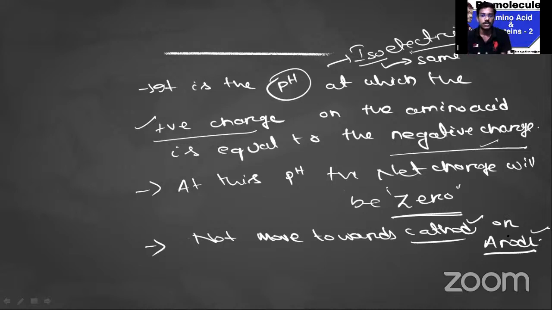So as a biology student, you may simply remember that it is the pH at which the positive and negative charge on the amino acid are equal, or the same. That is called the isoelectric point.